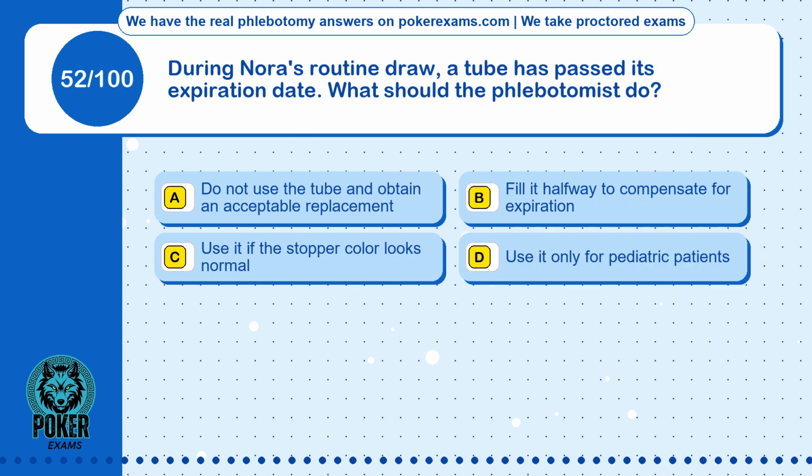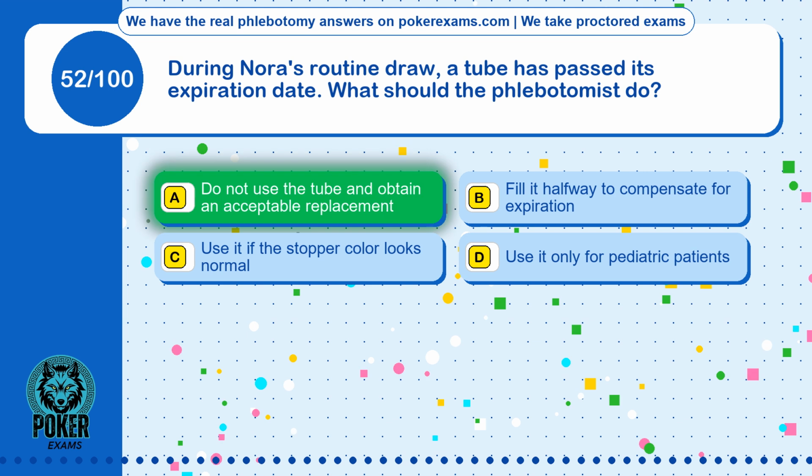Question 52. During Nora's routine draw, a tube has passed its expiration date. What should the phlebotomist do? Option A. Do not use the tube and obtain an acceptable replacement. Option B. Fill it halfway to compensate for expiration. Option C. Use it if the stopper color looks normal. Option D. Use it only for pediatric patients.